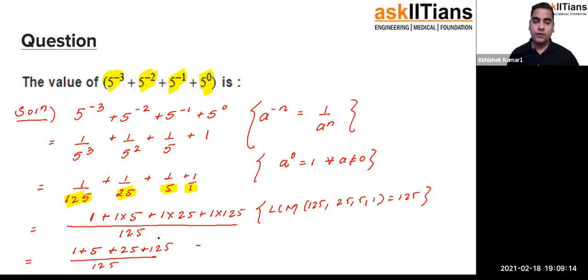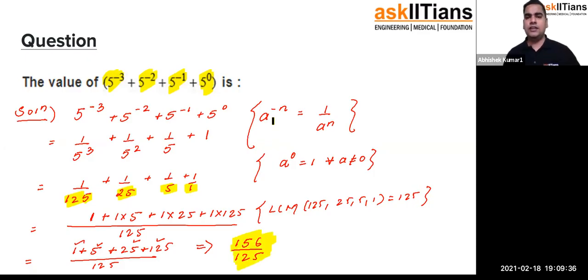So you will be getting 125 plus 25, which is 150, plus 5, which is 155, plus 1, that is 156. So you have 156 over 125. That is going to be the answer of this. If you want, you can divide it further to write it in a simpler way. Is that clear?